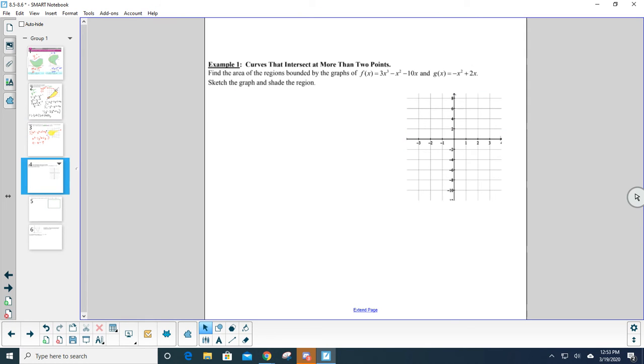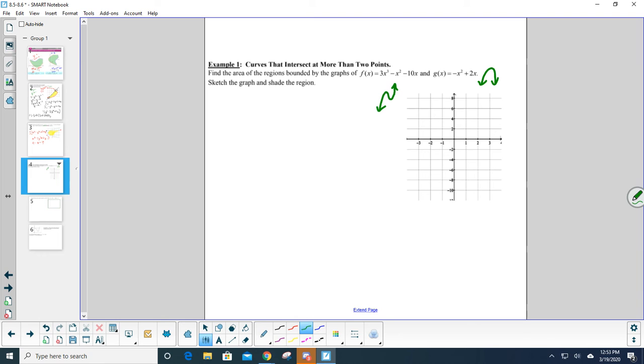Okay, now this is example 1. This is actually, I think, 8.6. There were just a couple examples from 8.6, and I added one more to it. With this, sometimes you have curves that intersect in more than one point. If they do, you have to think about how they're going to intersect. This is a cubic, so odds are it's going to do this. And this is an upside down parabola, so odds are it's going to do that.